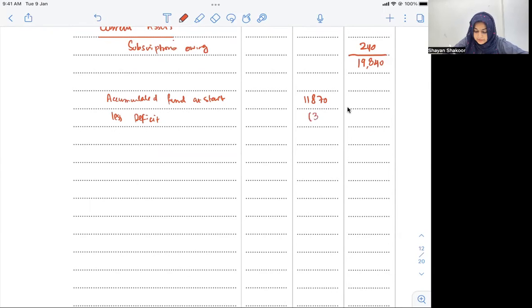So deficit, we will subtract here. 11,870 minus 320 will give us 11,550. That is accumulated fund at end.